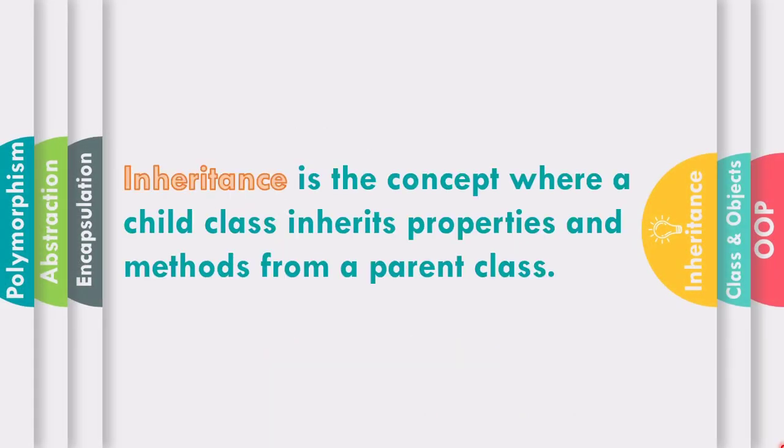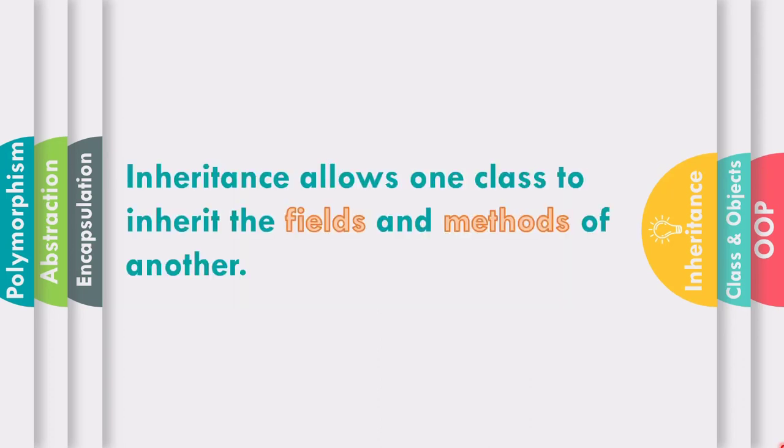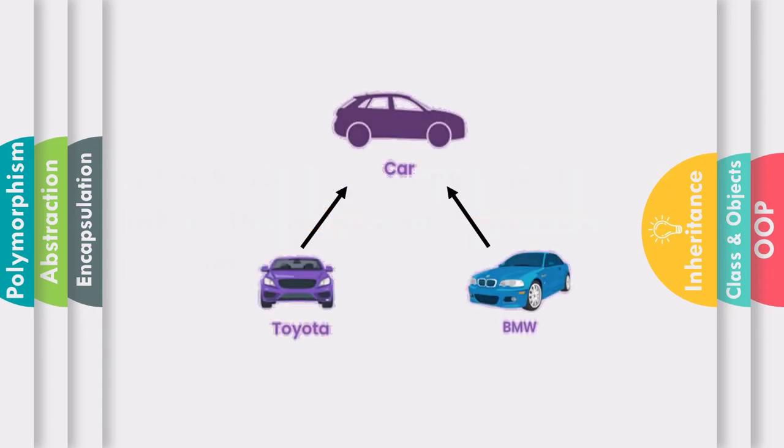Inheritance. Inheritance is the concept where a child class inherits properties and methods from a parent class. Inheritance allows one class to inherit the fields and methods of another. Here the car is the base class. Toyota and BMW are inheriting the methods and properties of the car class.